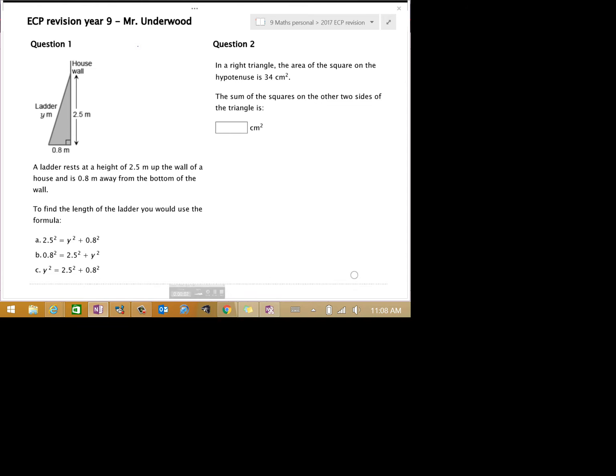Okay, and we're going to go through this. All right, so the first question here is just saying that we've got a ladder and it's at a height of 2.5 metres up the wall.